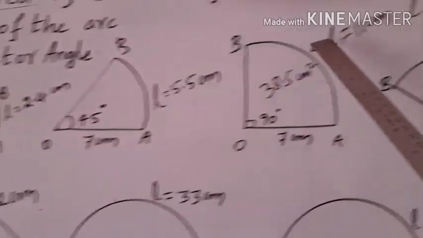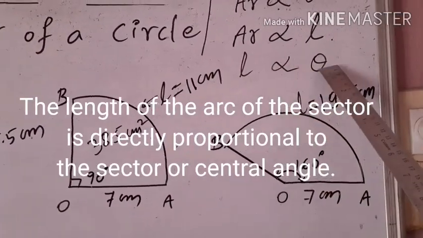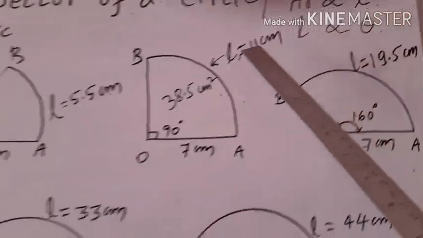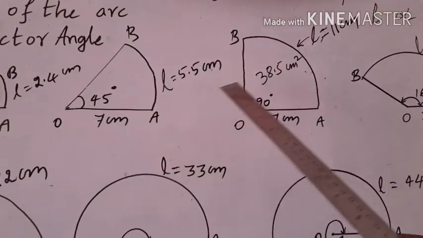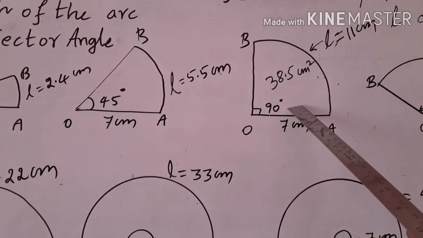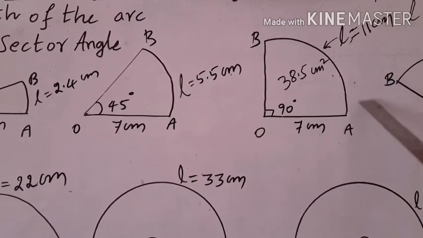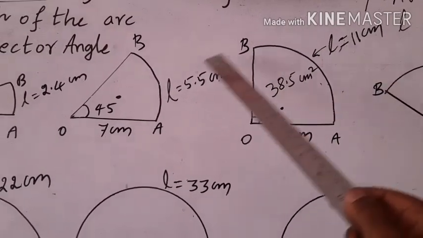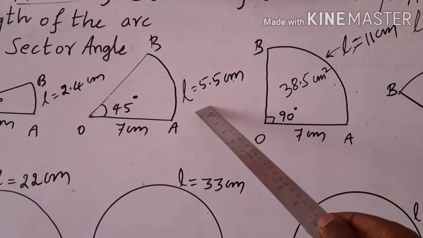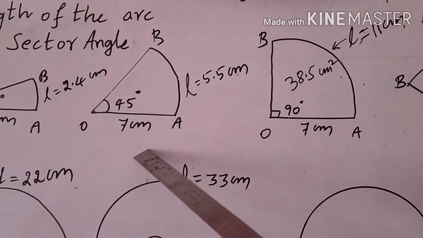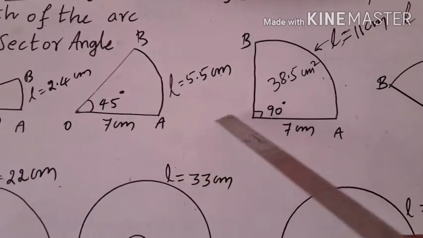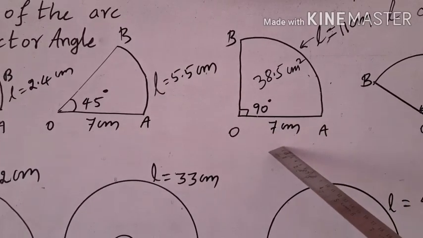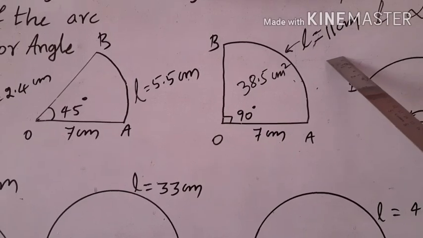That is why I can say length of the arc is directly proportional to the central angle. Okay. Now look at this. Now again I increase the central angle to 90 degree, and hence the length of the arc also increased to 11 centimeter. Previously it is 5.5 centimeter, radius is 7 centimeter, and the central angle is 45 degree. Now the central angle is 90 degree, radius is 7 centimeter, but the length of the arc is 11 centimeter.